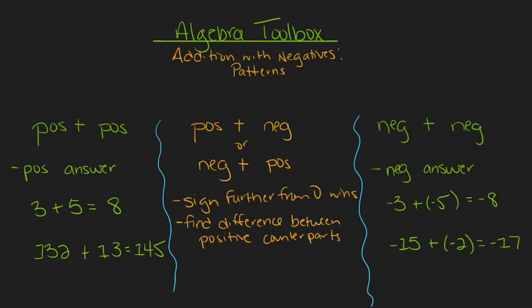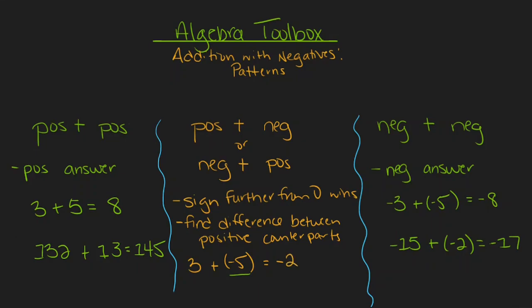Let's say we had a problem like 3 plus negative 5. When I look at my two values, 3 and negative 5, I can see that negative 5 would actually be further away from 0 than 3. That tells me that the negative sign is going to win over my answer, so I can expect to have a negative answer. In terms of finding the number of that answer, I need to think about the difference between 3 and 5. If I start at 3, I need to take 2 jumps to get up to 5. So that tells me that my difference is 2.